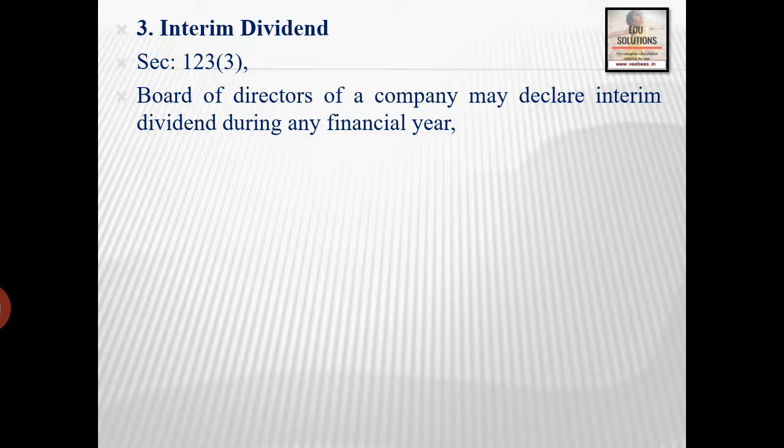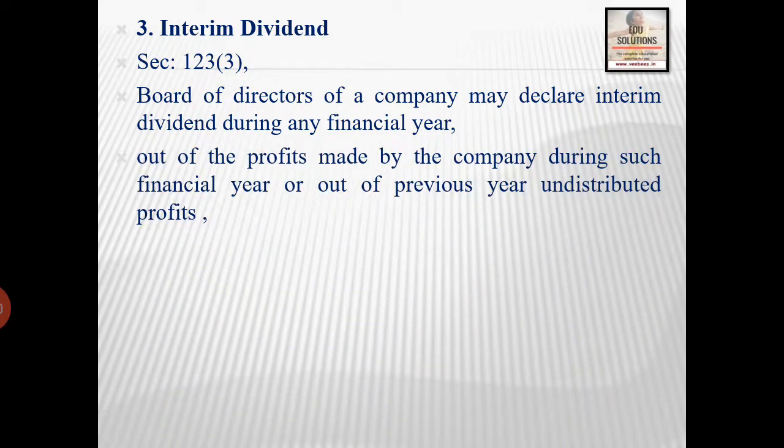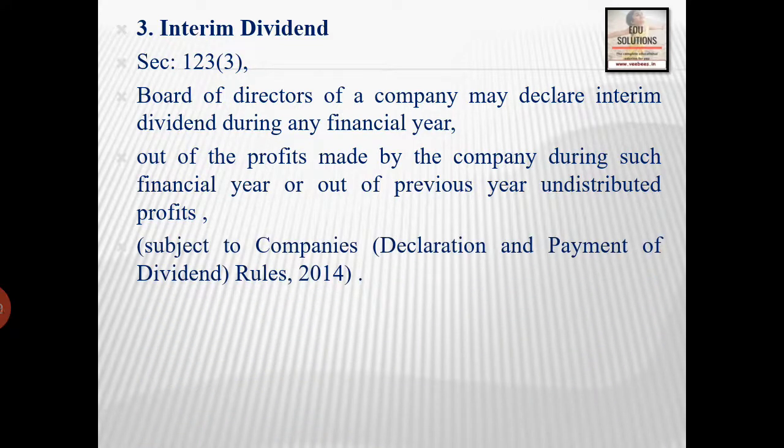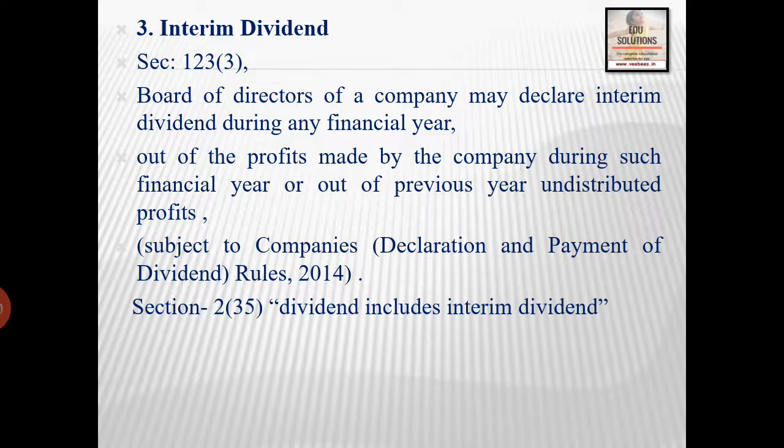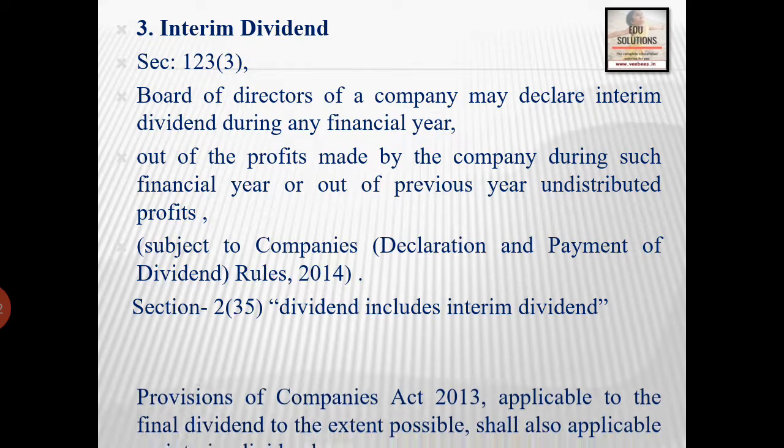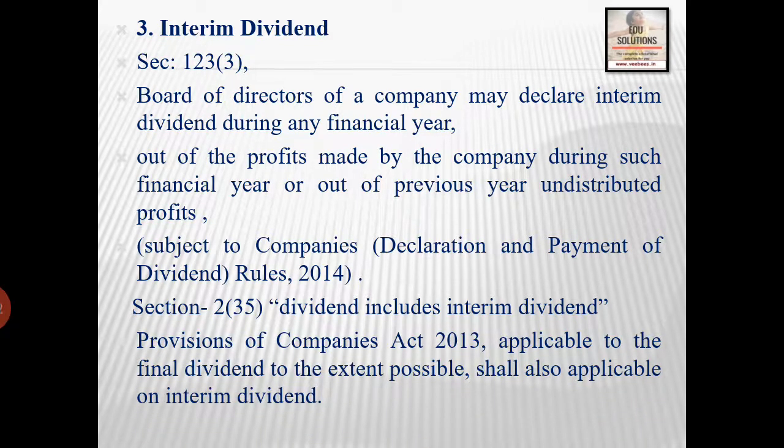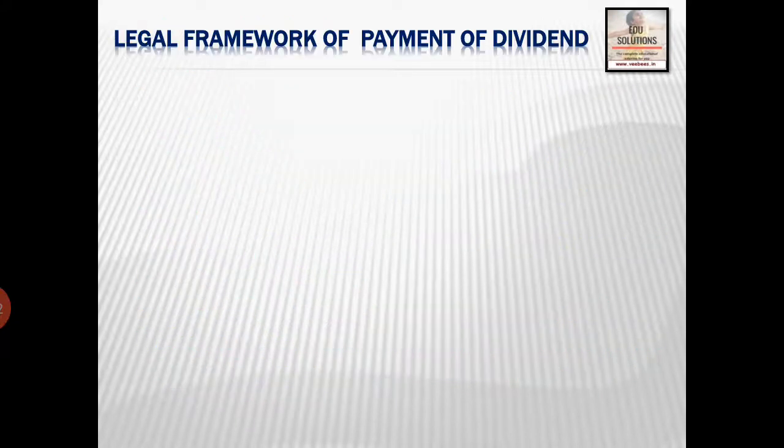123(3). Board of directors may declare interim dividend during any financial year. It may be out of profit made by the company during such year, or it may be out of the previous undistributed profits. It should be subject to Companies (Declaration and Payment of Dividend) Rules 2014. Section 235 says that dividend includes interim dividend. So all the provisions related to dividend payment, final dividend payment, are also applicable to interim dividend. Provisions of Companies Act applicable to final dividend shall also be applicable to interim dividend.